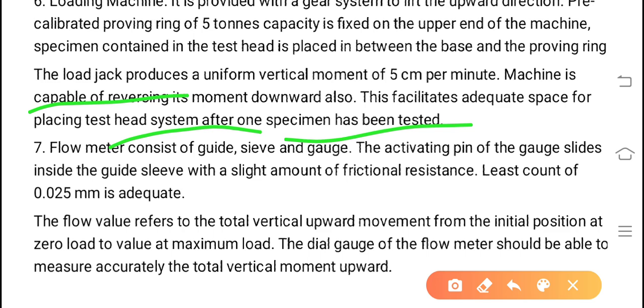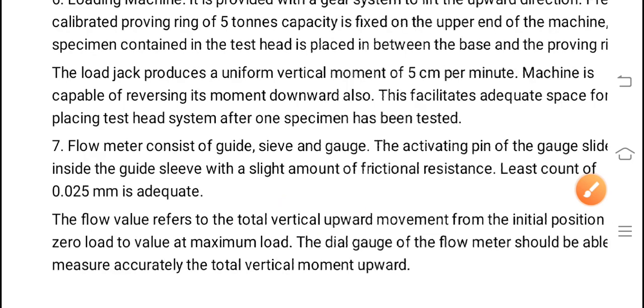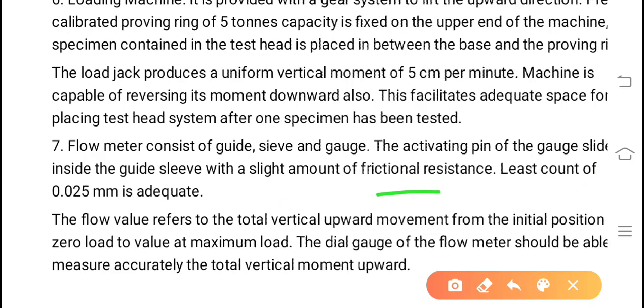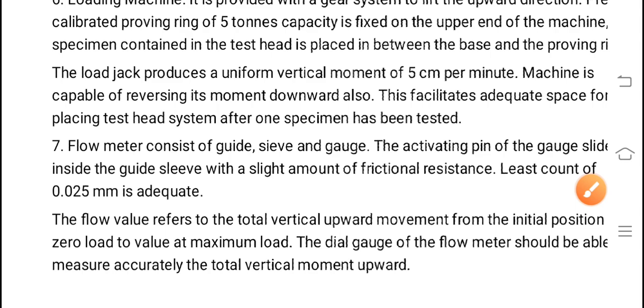The flow meter consists of a guide, sleeve and gauge. The activating pin of the gauge slides inside the guide sleeve with a slight amount of frictional resistance. A least count of 0.025 mm is adequate. The flow value refers to the total vertical upward movement from the initial position, that is zero load, to the value at maximum load. The dial gauge of the flow meter should be able to measure accurately the total vertical movement upward.